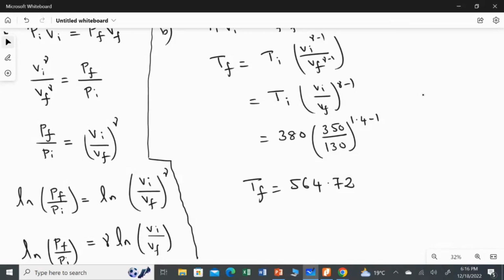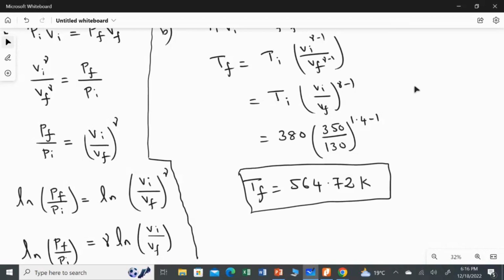380 multiplied with 350 over 130 to the power 1.4 minus 1, here is 0.4. Yes, the answer is right. So the unit for this T_F is Kelvin. So 564.72 Kelvin. So this is the answer for the second part.